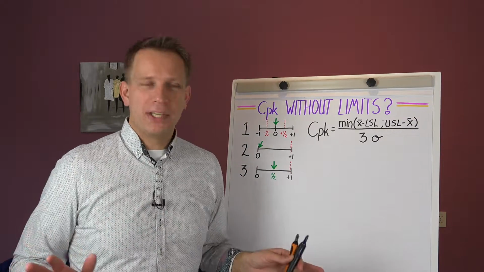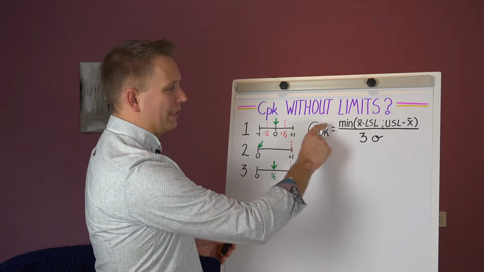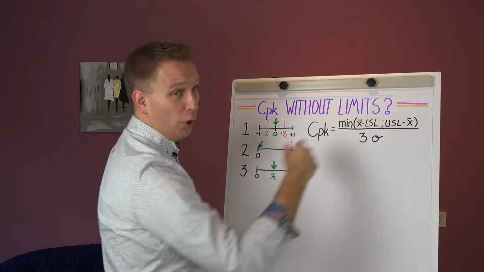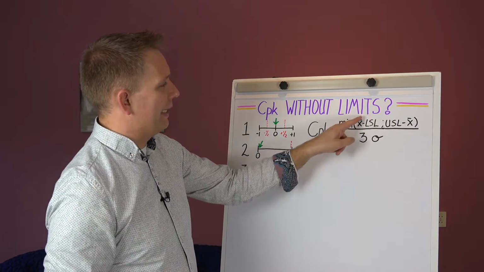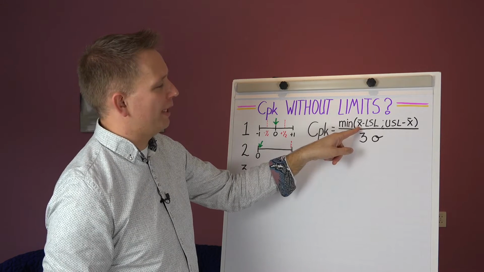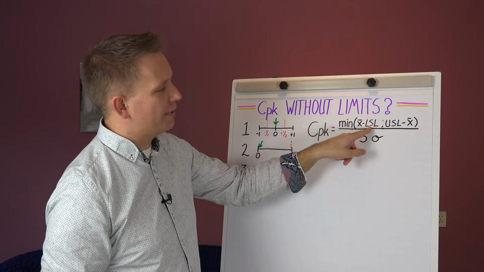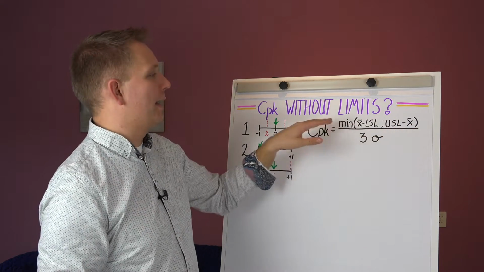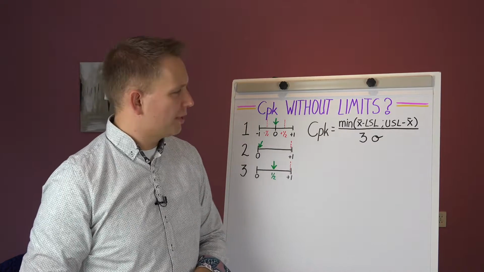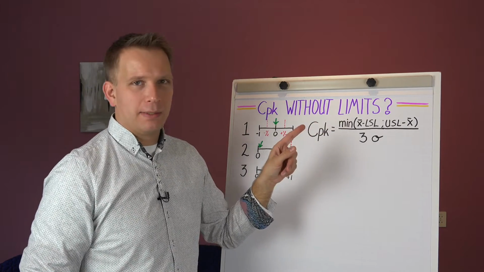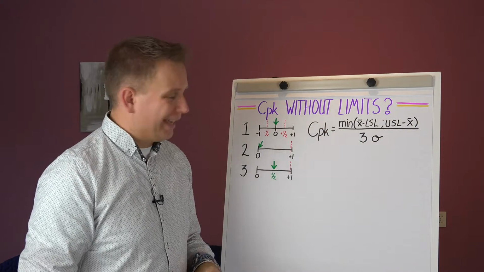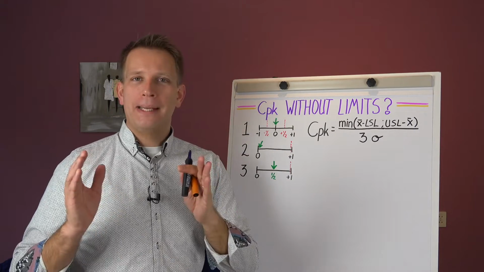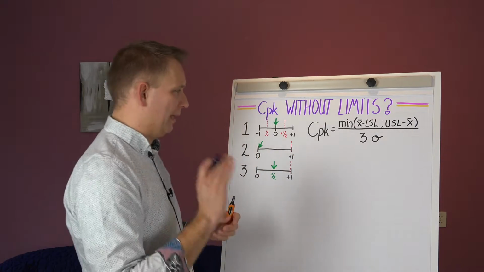Now, what is that basic formula? The CPK is the minimal of two options. Either the mean of your distribution that you measure minus the lower specification limit, or the upper specification limit minus the mean, divided by 3 standard deviations. Now, what does that mean? And then specifically that top part. It is a very difficult way, a very mathematical way to describe a pretty basic concept, and I will show you.